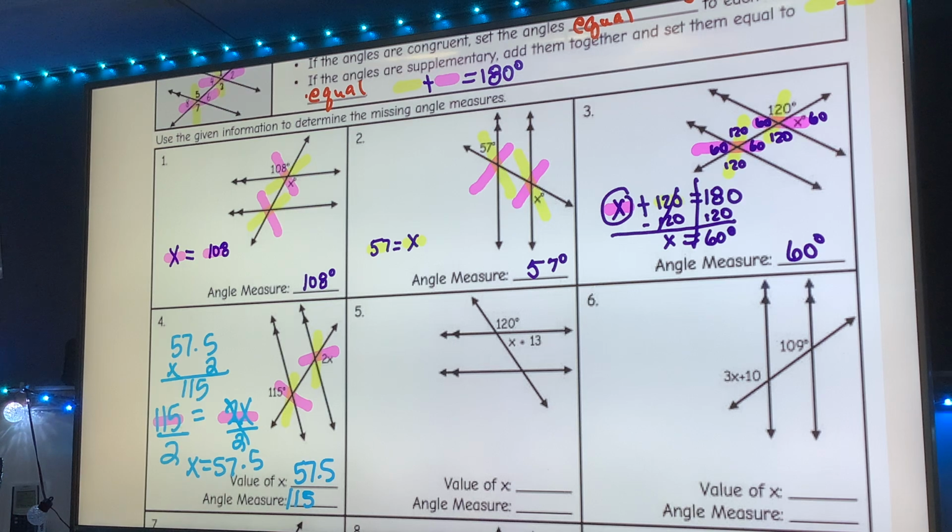Right, so you're gonna do your color code, pink and pink, yellow and yellow. So I see I have a pink and a yellow, so yellow, pink. And of course, those have to equal 180. My pink is 120, and then my yellow is x plus 13. I'm gonna first start by subtracting 120 from both sides.